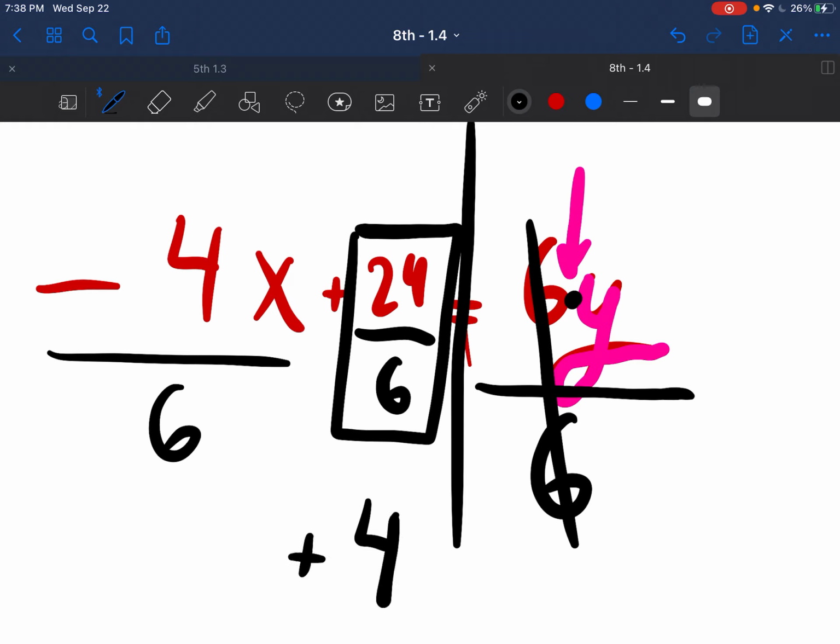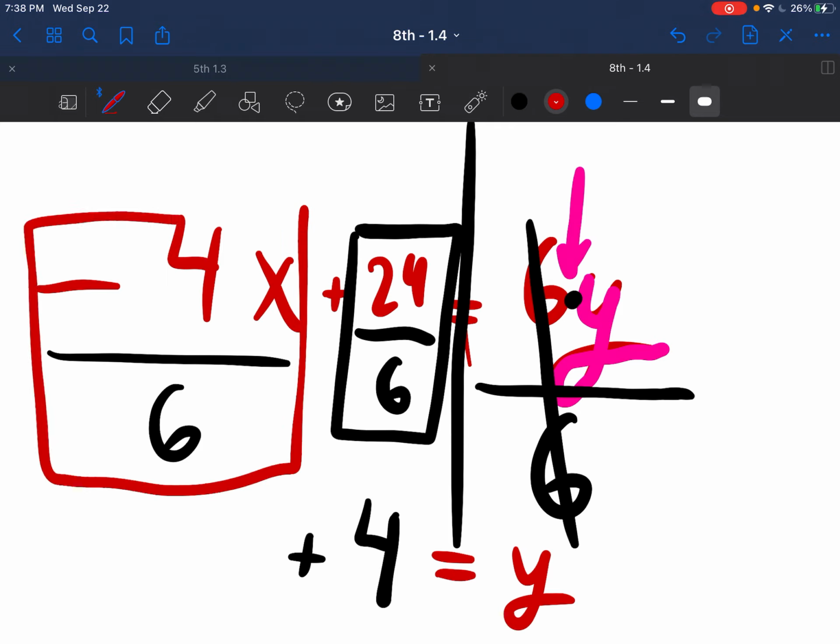All right, I'm going to drop that down. I'm going to drop down this equal sign with this y. And then we just have to simplify this. Now, most of the rest of this chapter, you're probably going to be dealing with fractions like this, okay? So that's what we want to do. So now let's just simplify.